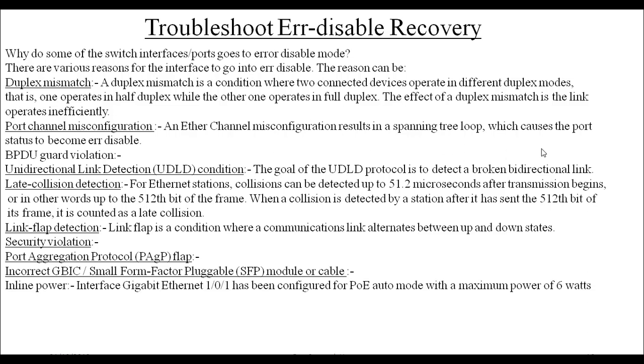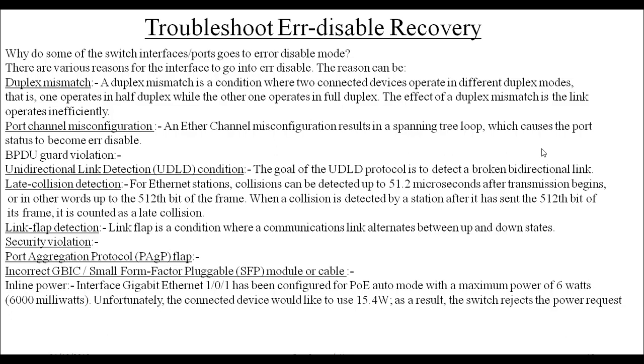Inline power misconfiguration. Suppose an interface GigabitEthernet 1/0/1 has been configured for Power over Ethernet auto mode with a maximum power of 6 watts. Unfortunately, the connected device would like to use 15.4 watts. As a result, the switch rejects the power request and keeps the device in a not connected state.